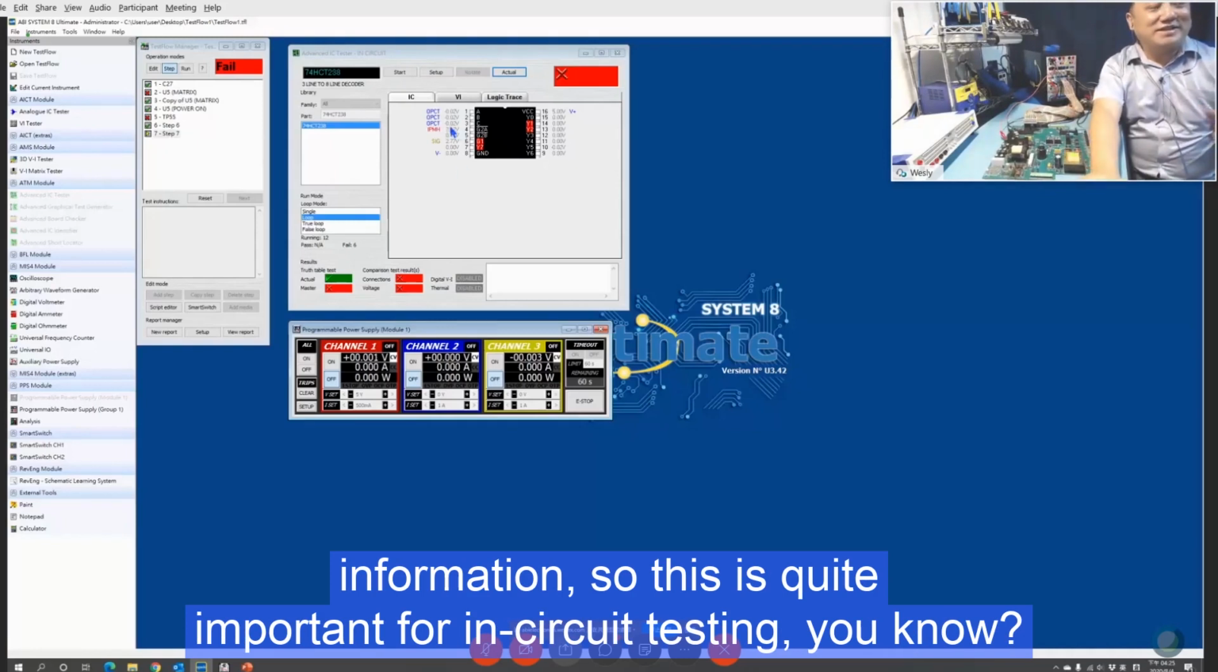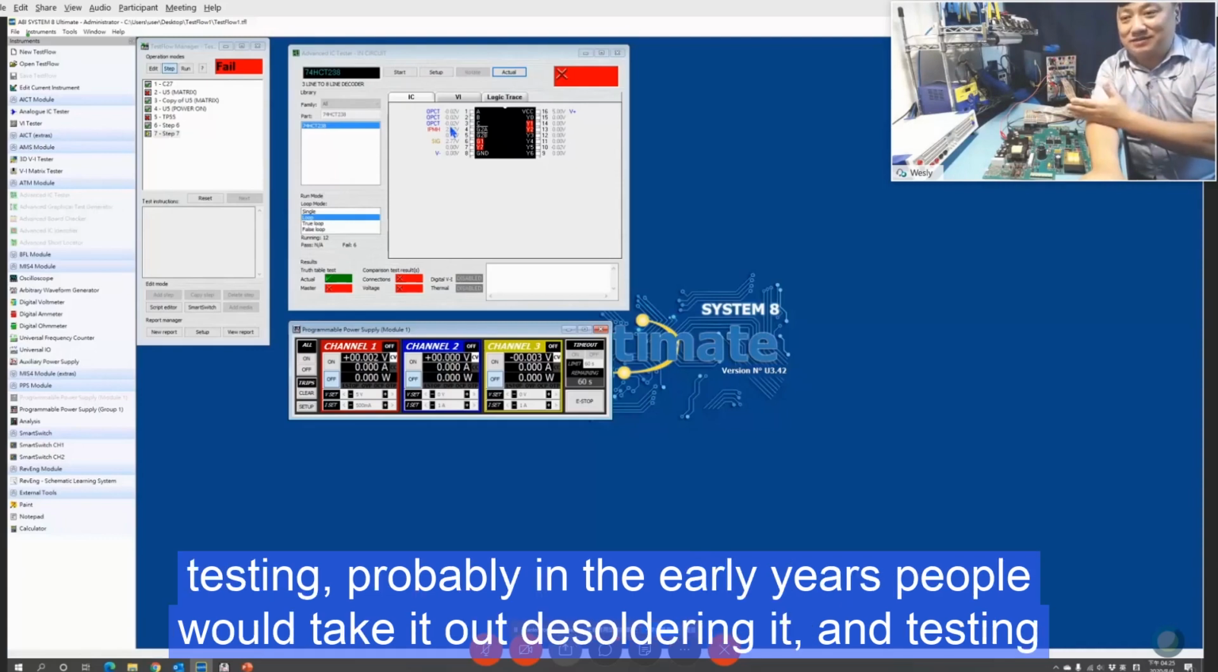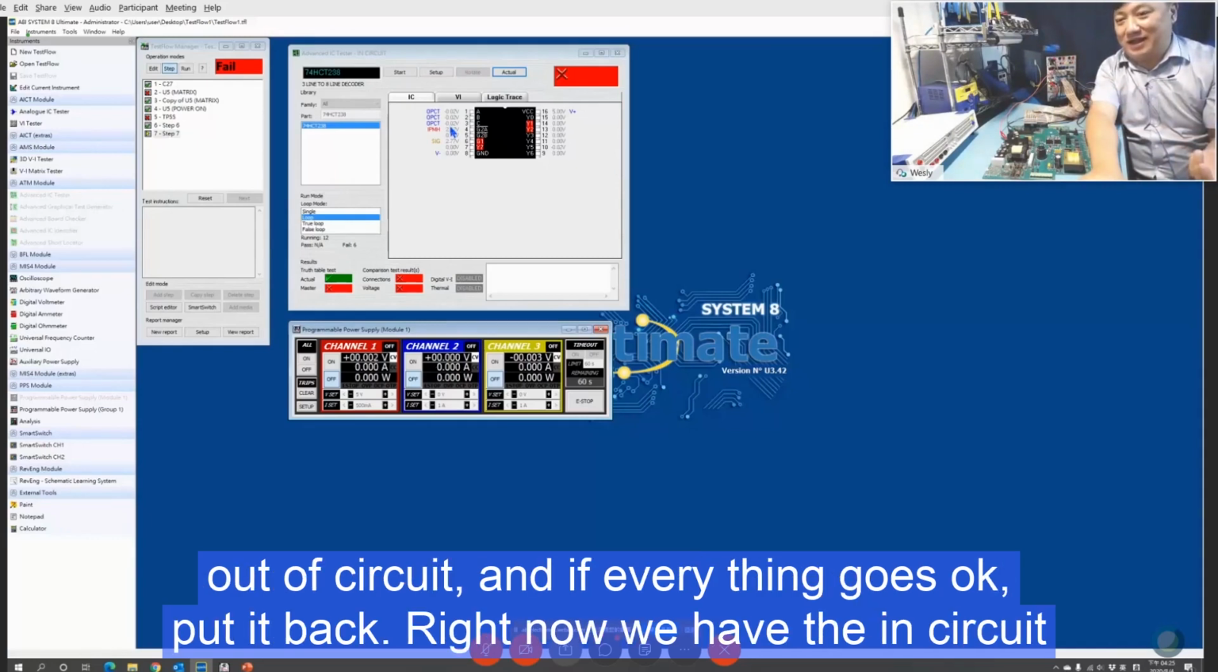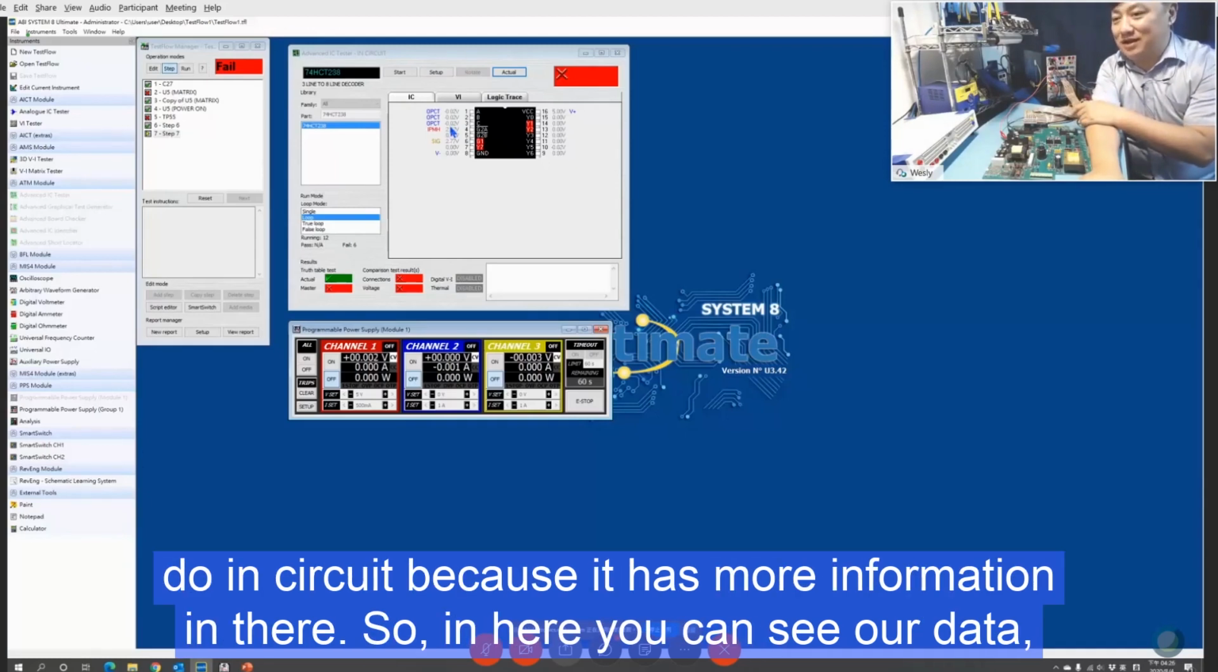So this is quite important for in-circuit testing. Normally people get the PCB with the components always on the PCB. And if we want to do the testing, probably in the early years, people would take the component out by desoldering and do the testing out of circuit. And if everything goes okay, put it back. But right now we have in-circuit testing. It doesn't mean you don't have to do the out-of-circuit testing, but you also need to do the in-circuit because there is more information in there.